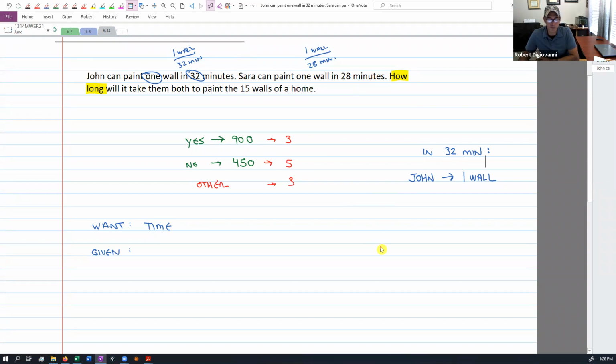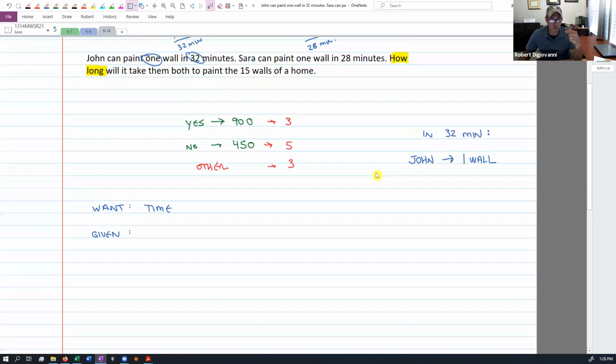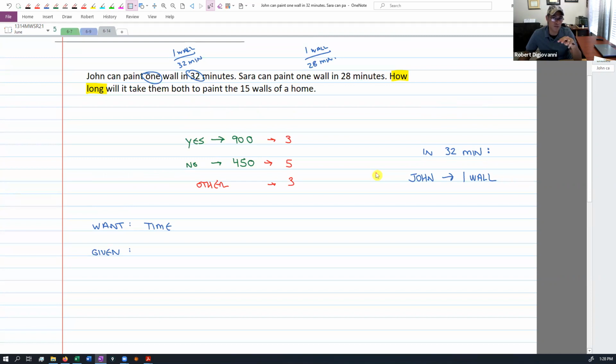So we have to figure out how many walls Sarah's done in 32 minutes. Let's figure out what that is. This is a tricky problem because it's 2 and 1, and I don't expect that people got this, but I want you to see that these proportions can be used to solve harder problems. But is everyone clear that in 32 minutes, John's done one wall, right?